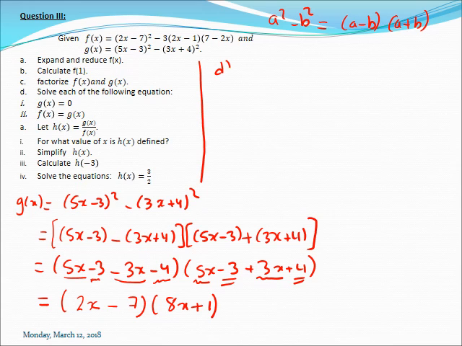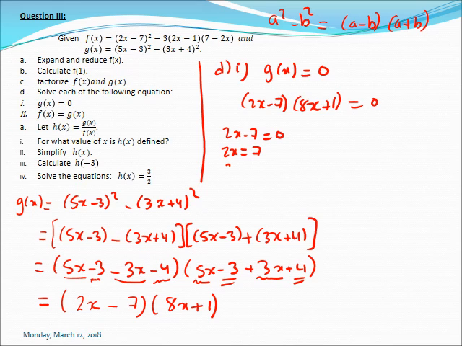Now part D, g of x equals 0. So g of x equal 2x minus 7, 8x plus 1 equals 0. 2x minus 7 equals 0, 2x equals 7, x equals 7 over 2, or 8x plus 1 equals 0, 8x equal minus 1, x equals minus 1 over 8.